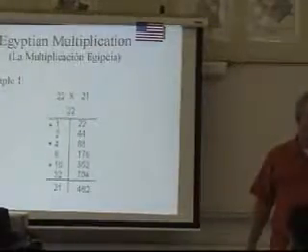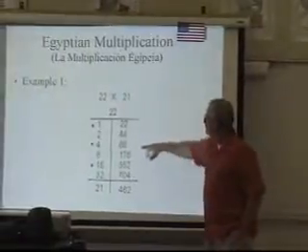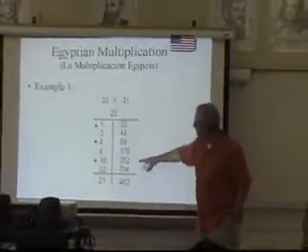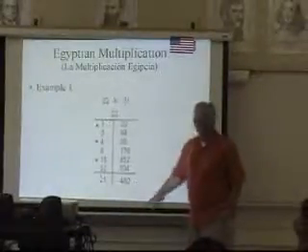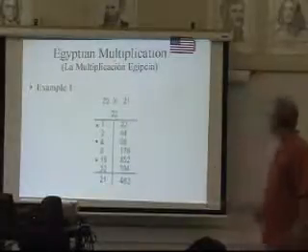Seem complicated? It seems fairly simple. 22 plus 88 is 110, and then plus the 352 is 462. And that was the way they did their multiplication.